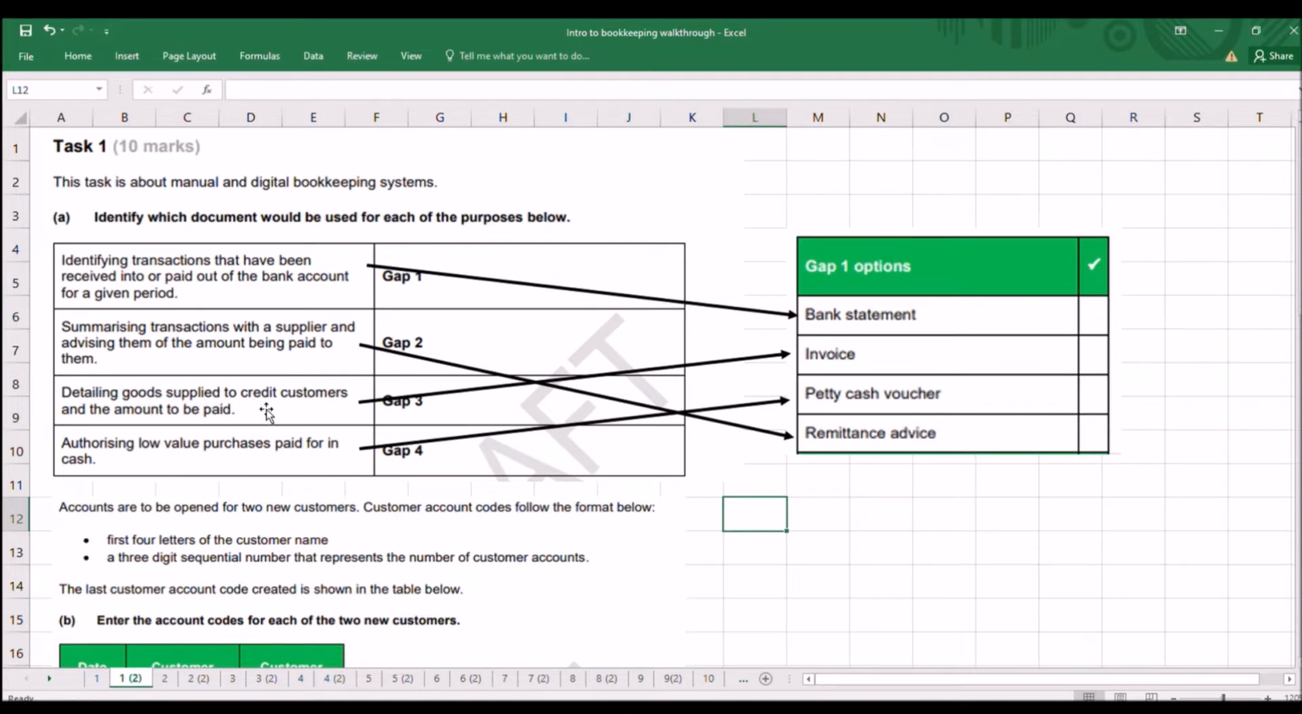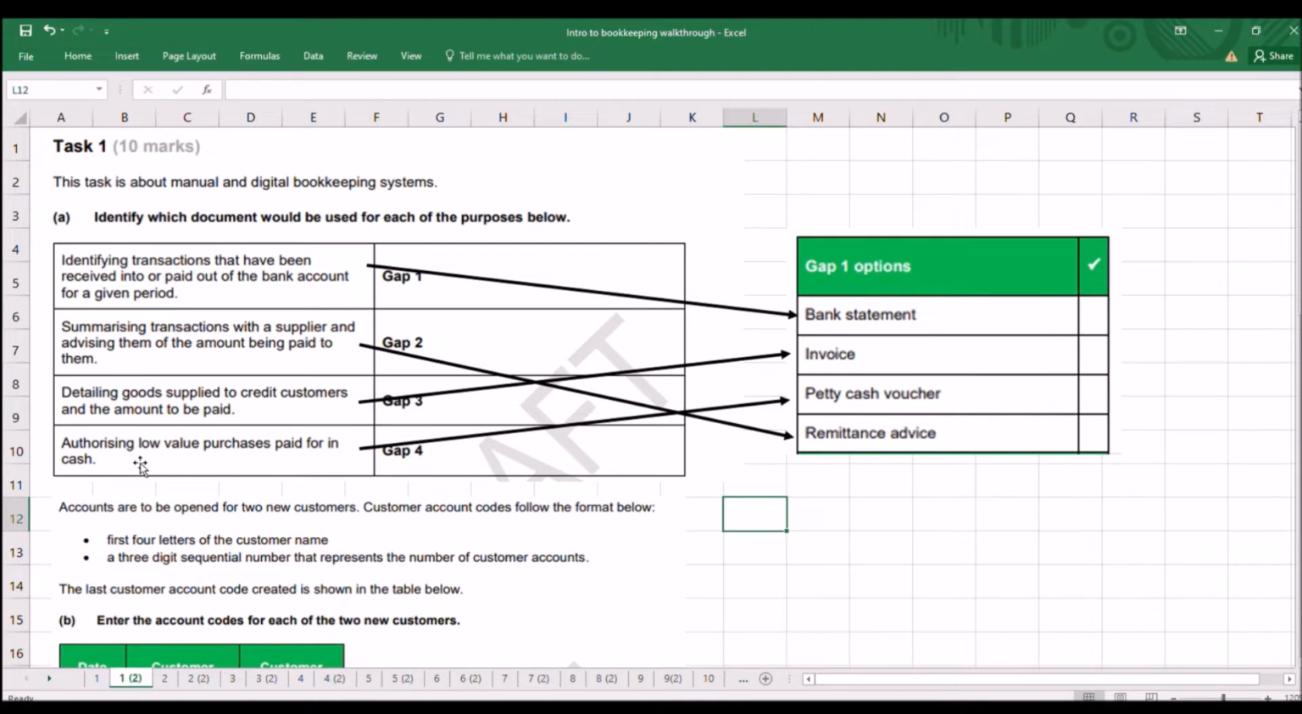Detailing the goods supplied to credit customers and the amounts to be paid. So it's detailing the goods supplied and the amount to be paid. So that's an invoice. The seller produces it, and it's a sales invoice for the seller. Now they provide that to the purchaser, and for the purchaser, it's a purchase invoice. So from this point of view here, it's just an invoice.